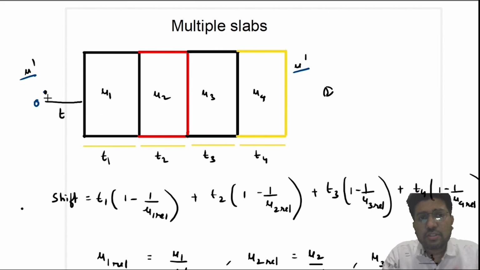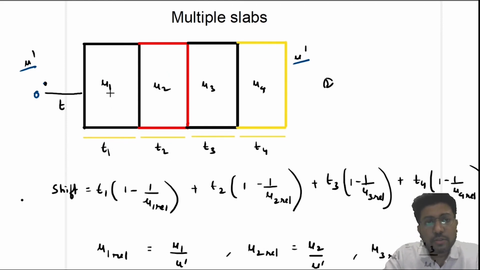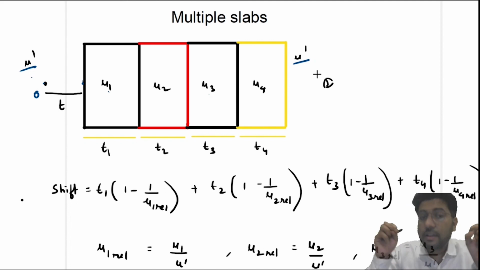The shift in the position of the object is given by the sum of shifts due to all the slabs, right? Okay, listen carefully. Sum of shifts due to all the slabs. So you will write T1 into (1 minus 1 by mu1 relative) plus T2 into (1 minus 1 by mu2 relative) plus T3 into (1 minus 1 by mu3 relative) plus T4 into (1 minus 1 by mu4 relative). Now relative to what? Relative to the medium of the observer or the object. Both have to be in the same medium.